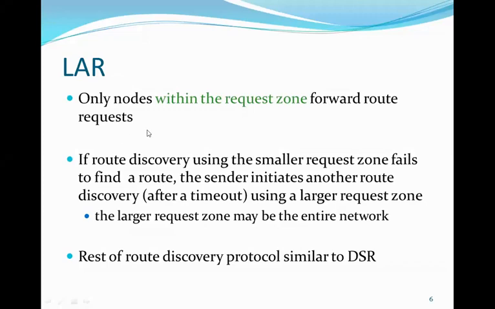If route discovery using the smaller request zone fails, then the sender initiates another route discovery after timeout, and that probably has a larger request zone. The larger request zone means that there is more opportunity or more probability to find the desired destination node. And the remaining process of the location aided routing protocol for the route discovery is similar to the dynamic source routing protocol that we discussed in the last lecture.